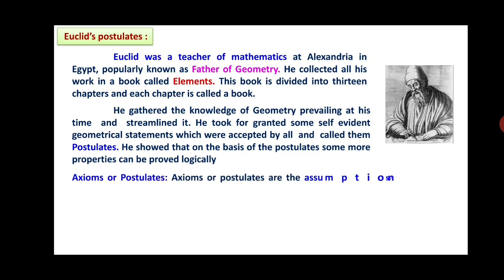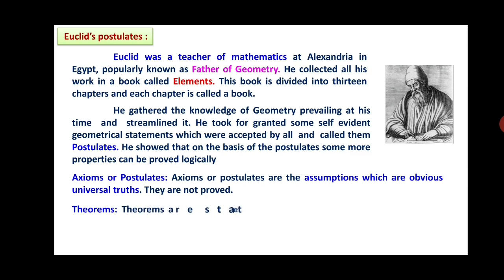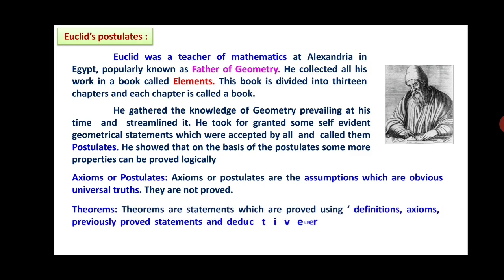Axioms or postulates. Axioms or postulates are the assumptions which are obvious universal truths. They are not proved. Theorems are the statements which are proved using definitions, axioms, previously proved statements and deductive reasoning. In short, we can say that properties proved logically are nothing but theorems.